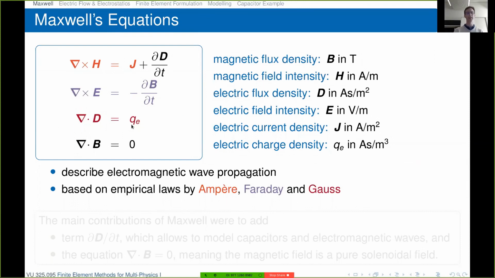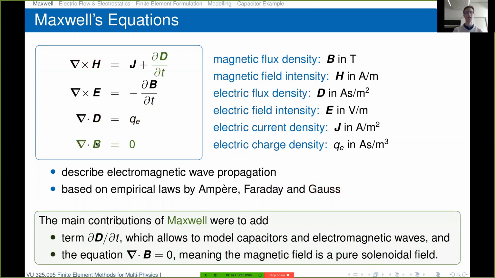And finally, Maxwell's contribution to these equations was the last equation, saying that the magnetic field is a pure solenoidal field, so its divergence is zero. And also Maxwell added the displacement current density, so the time derivative of the electric flux density, to Ampere's law to describe the final electromagnetic wave formulation, and this term also allows us to model capacitors.